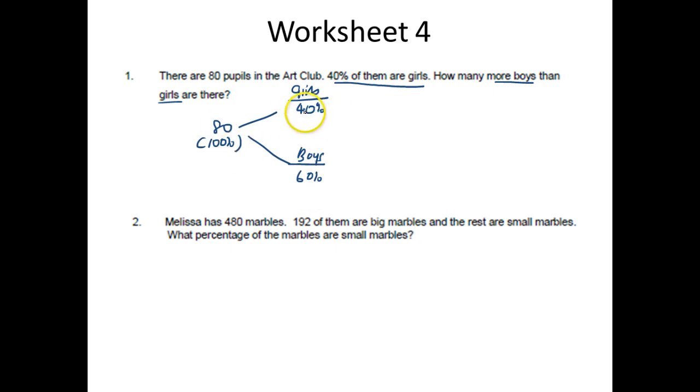So first method, I can take 40 out of 100 times my 80 pupils, okay, my 80 is my pupils, and I will get 32 girls. For boys, it is 60% out of 100% times my 80 pupils, I will get 48 boys. So how many more boys than girls? 48 minus 32, and I get 16 more boys.